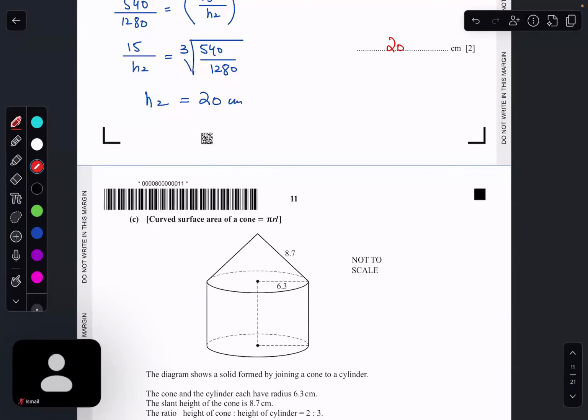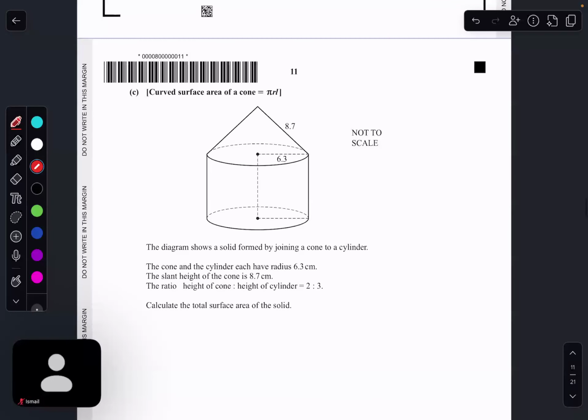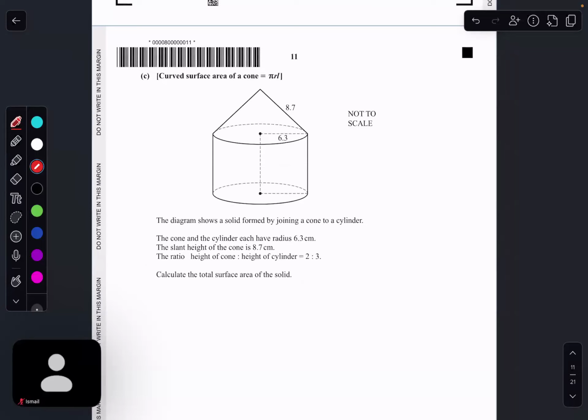Is that clear? Next, this one, curved surface area of a cone is this, pi RL.